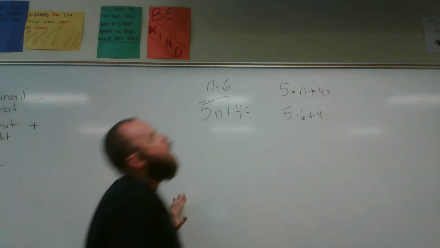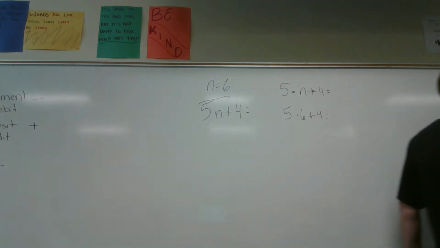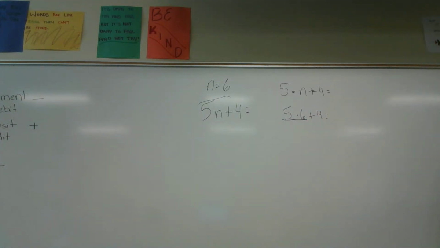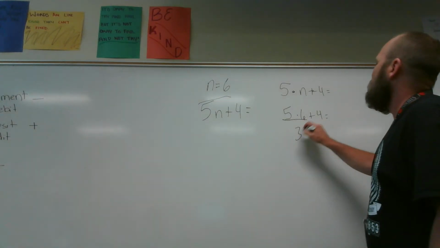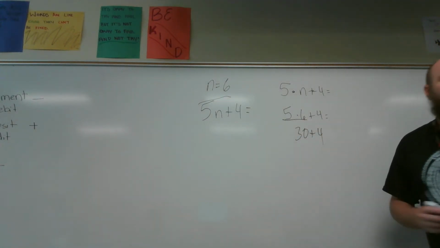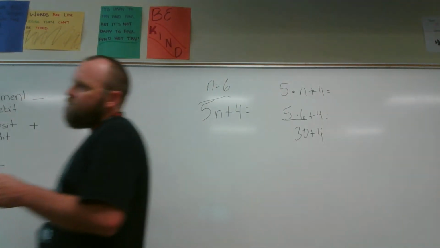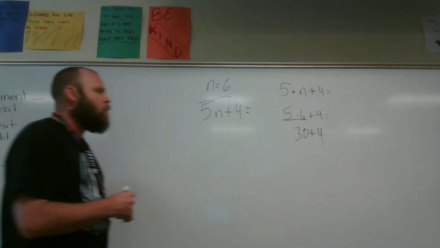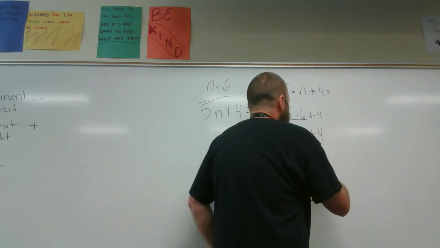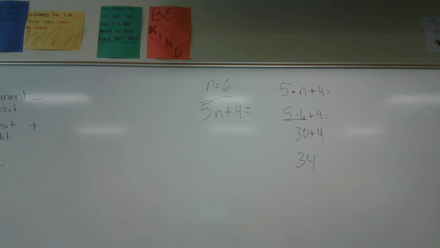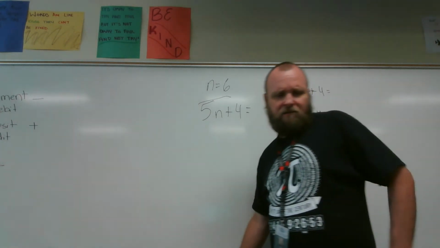Multiplication always comes before addition. Always. Siempre. So 5 times 6 is what, Ava? 30. If you do addition first, you're doing something wrong. And then I bring down what I have not used yet. Ava, 30 plus 4 is? 34. Thank you, Ava, the Cowardly Lion. There she is.